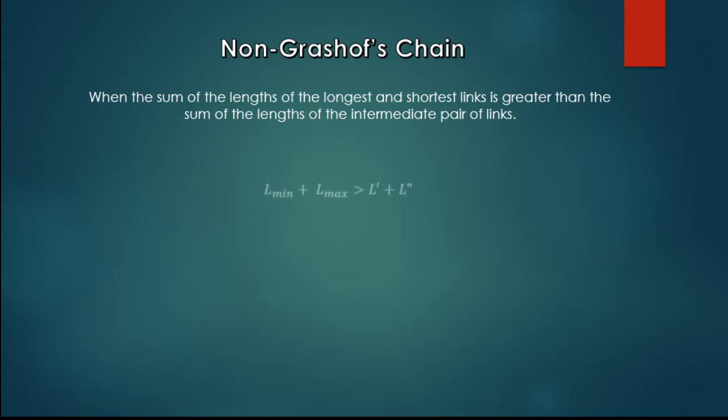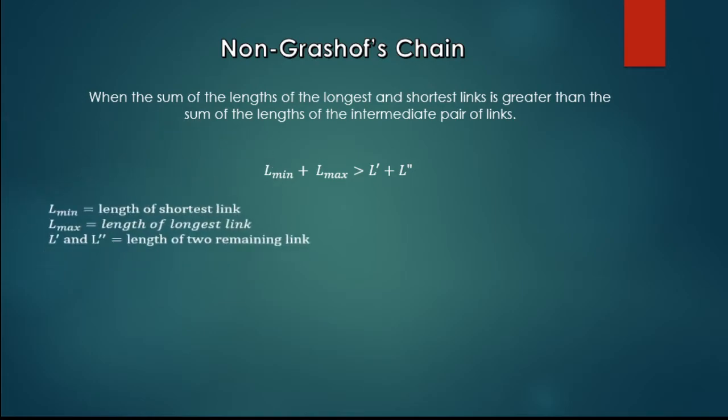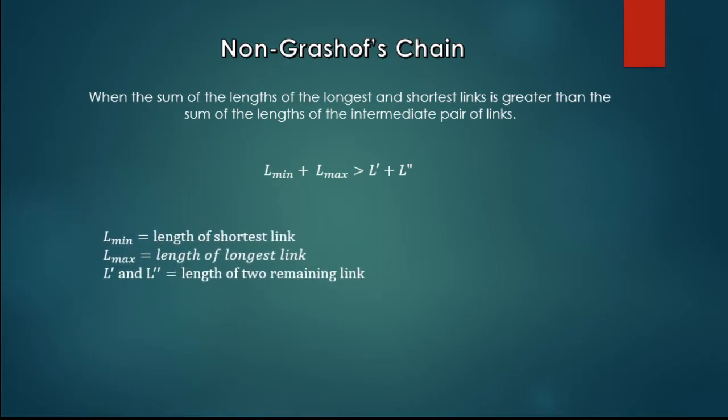So, we have these equations. So, L min or minimum plus L maximum is greater than L prime plus L double prime, where L min is equals to the shortest length, L max is equals to the longest length, and the L prime and L double prime is the length of two remaining links. Okay.